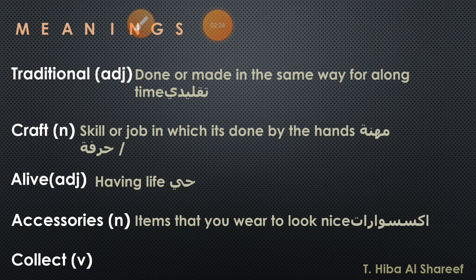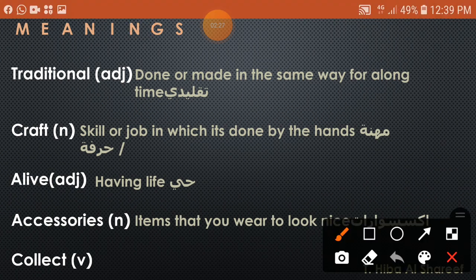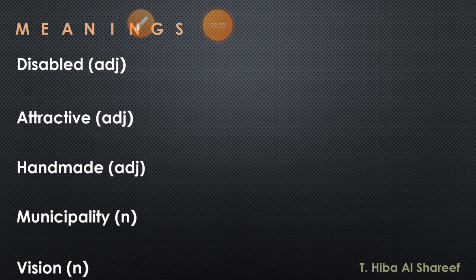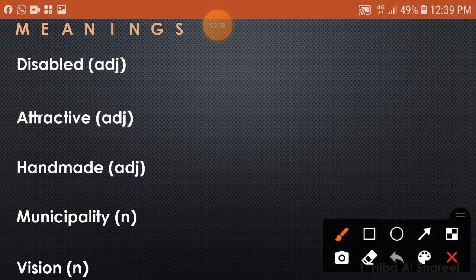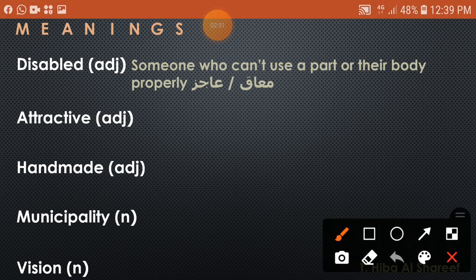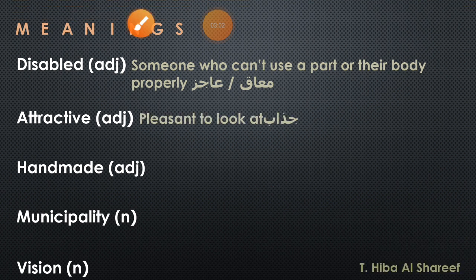Then we have this, collect. What's the meaning of collect? Gather or bring together. Also we have these words. We have this word, disabled. What's the meaning of disabled? It means someone who cannot use a part of their body properly. Also we have this word, attractive. What's the meaning of attractive? Attractive means pleasant to look at.